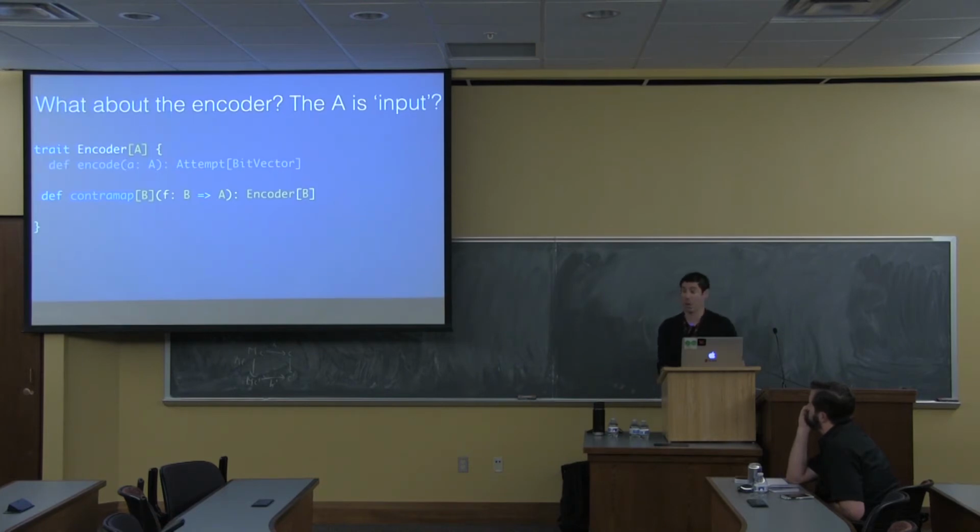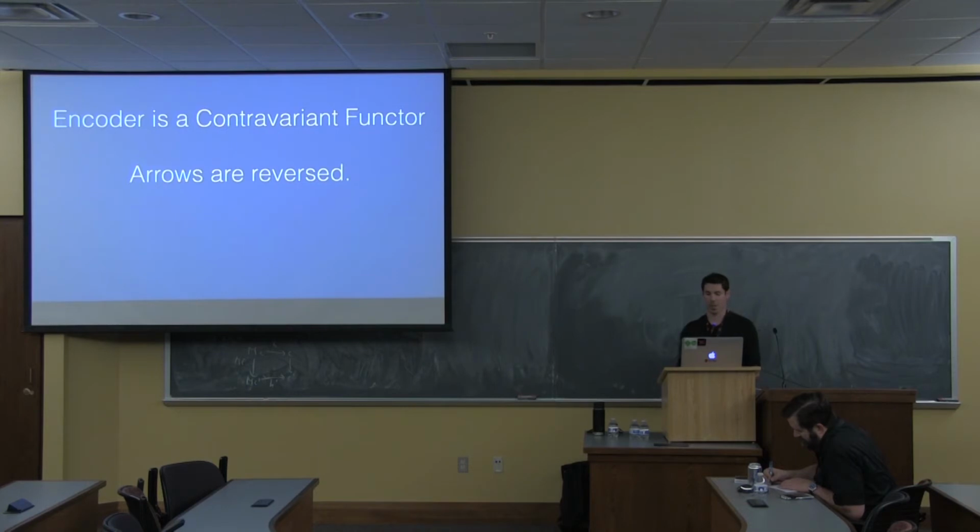So we have a function called contramap on encoder. The function looks pretty similar to functor, or the map function, but if you look, B and the A are on the opposite sides. So I'm just going to return an encoder B. Encoder is a contravariant functor. The arrows are reversed. Or you could say the arrows are the same and the parameters are reversed. But it's the same thing. I'm taking input and transforming it before I feed it into my other input.